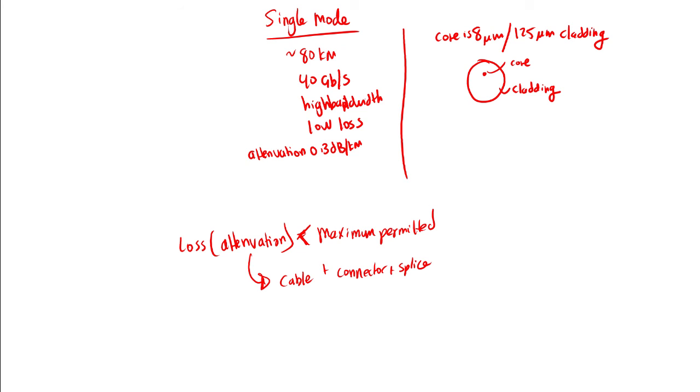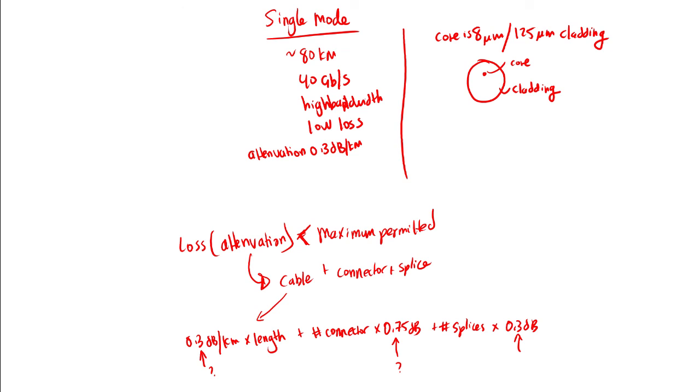And so typically we've got 0.3 dB per kilometer times the length. And this number might change, plus number of connectors times 0.75 dB. This might change depending on the connector, plus number of splices times 0.3 dB. And of course, this number is high. I find we can get 0.01 dB on a fusion splicer. So your results may vary.